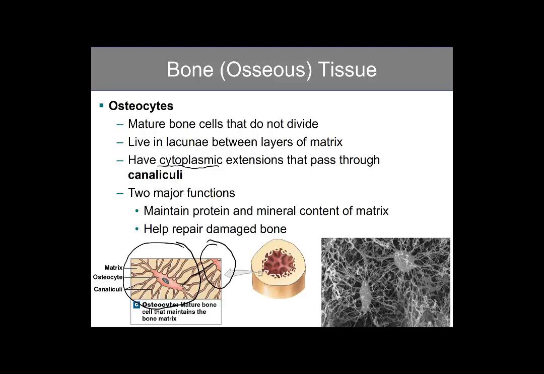Two major functions of osteocytes. One, they maintain the protein and mineral content, protein being collagen, and the mineral content being the calcium salts, as well as helping to repair damaged bone. Here is a micrograph of osteocytes having had all the matrix dissolved away, and you can just see how star-like or stellate these cells are, how many of these cytoplasmic extensions these cells contain. So they have a fair amount of connectivity with their neighbors.